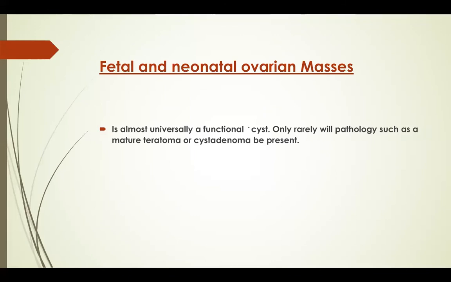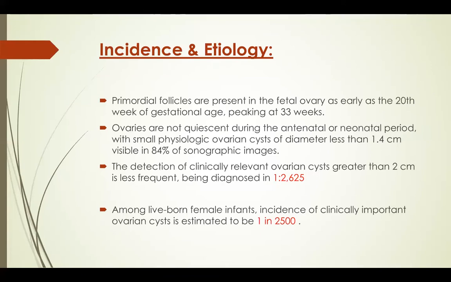If you were consulted about a neonate that has an adnexal mass, you have to think it's benign until proven otherwise. It's almost universally a functional cyst, and only rarely will it be pathological, such as mature teratoma or cystadenoma. If we talk about the incidence and etiology, we know that primordial follicles are present in the fetal ovary as early as 20 weeks of gestational age, and the peak is reached at 33 weeks.